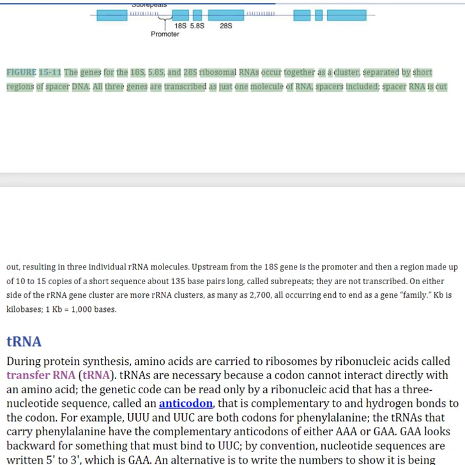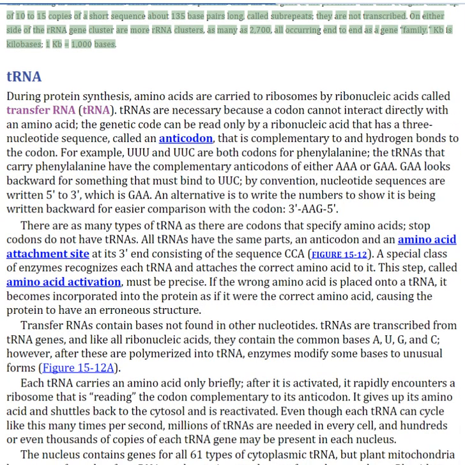Figure 15.11. The genes for the 18S, 5.8S, and 28S ribosomal RNAs occur together as a cluster, separated by short regions of spacer DNA. All 3 genes are transcribed as just one molecule of RNA, spacers included. Spacer RNA is cut out, resulting in 3 individual rRNA molecules.